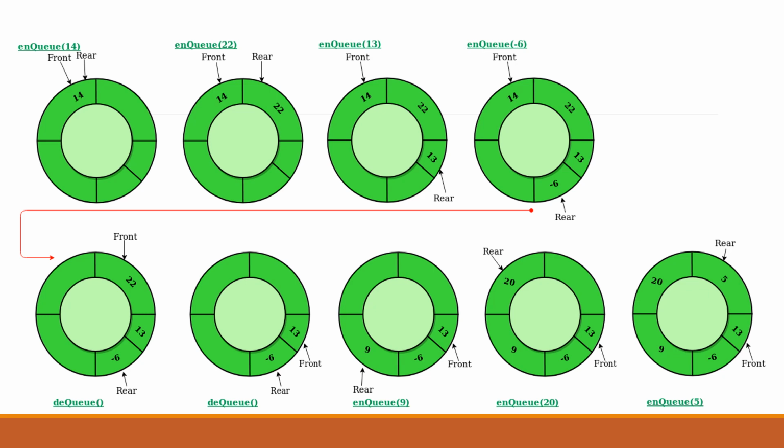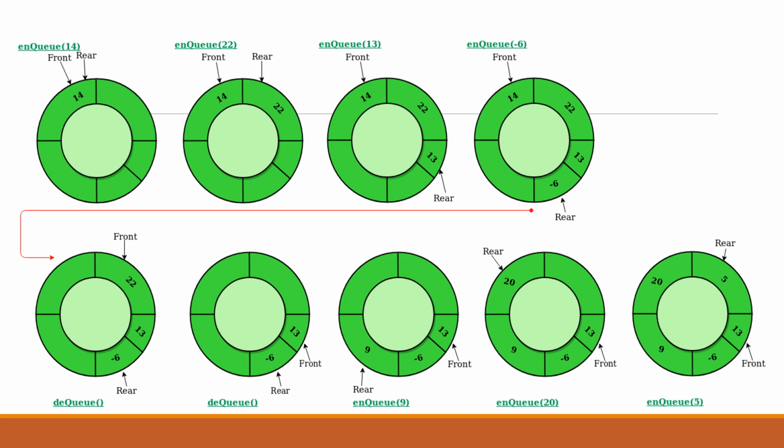Next, go to the next circle. So here also we are performing the DQ operation. The next element that was there is 22. That element is also deleted. Next, go to the next circle. Here we are doing NQ, inserting elements. So in the next position, I am inserting the element 9. Next, all the elements are filled. Next, again one more element, 20, I am inserting.